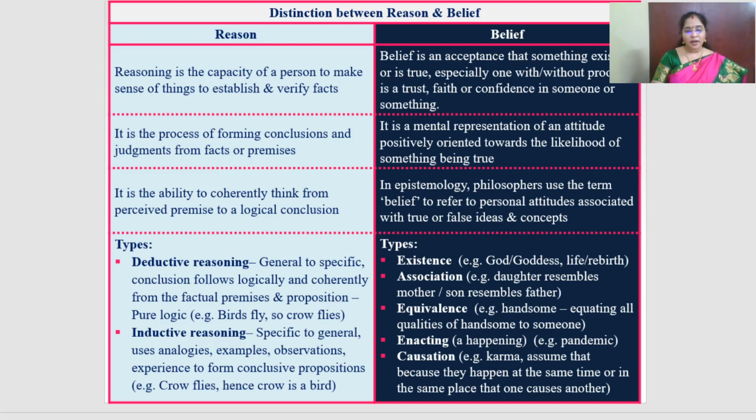Deductive reasoning is general to specific. You take a general phenomenon and apply that to a specific individual or situation. For example, birds fly, so crow flies. Inductive reasoning is from specific to general. Whatever is possible for a specific individual or specific situation, you go for a generalization. For example, crow flies, hence crow is a bird since all birds fly.